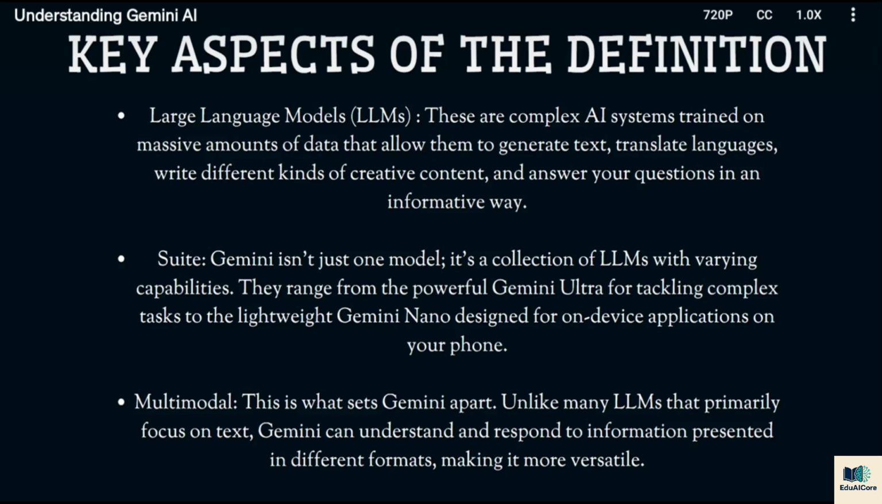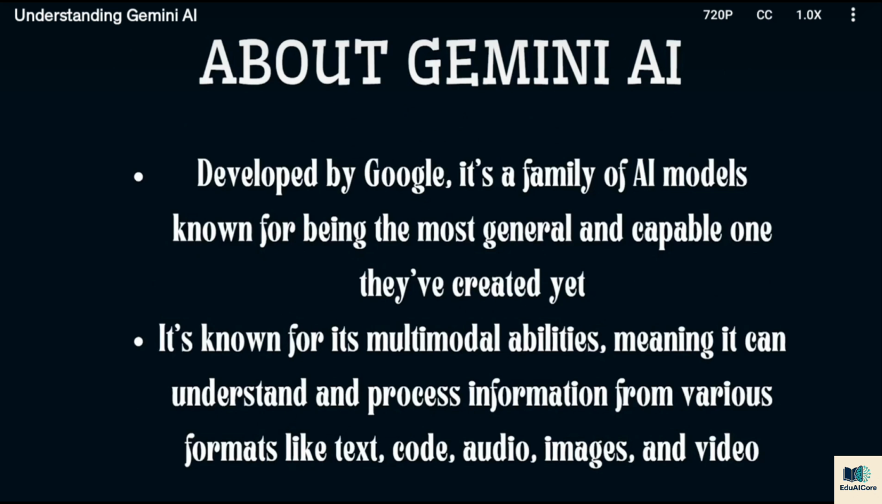Okay, so the next thing we are going to look at is Gemini AI. It was developed by Google, as I was saying, and it's a family of AI models. Known for being the most general and capable one they have created yet. So Gemini AI is the latest and the most creative one that Google has created yet.